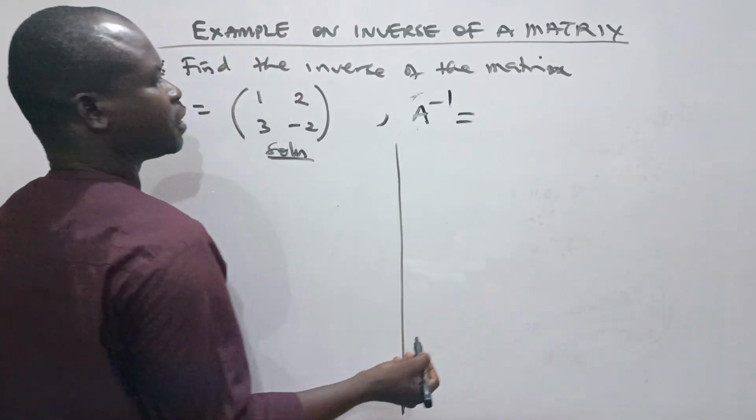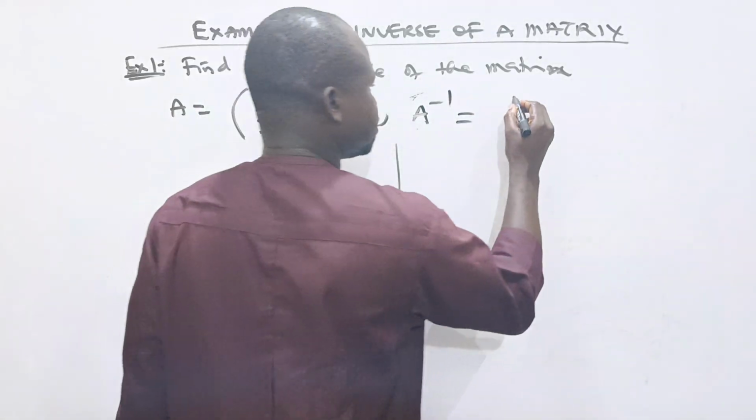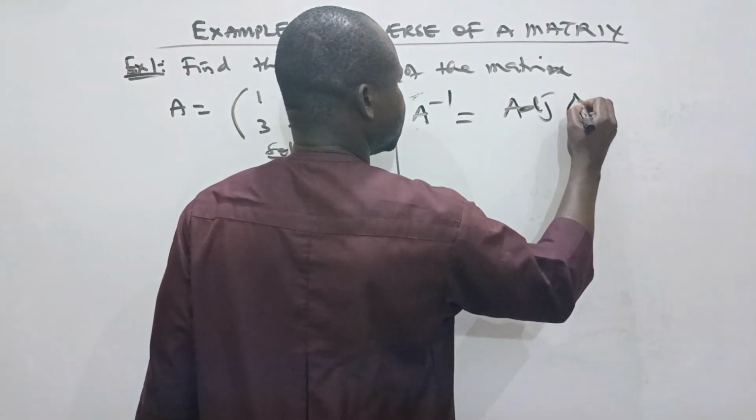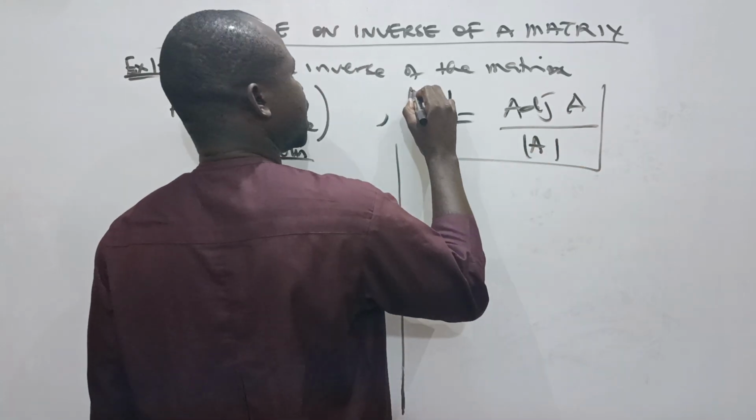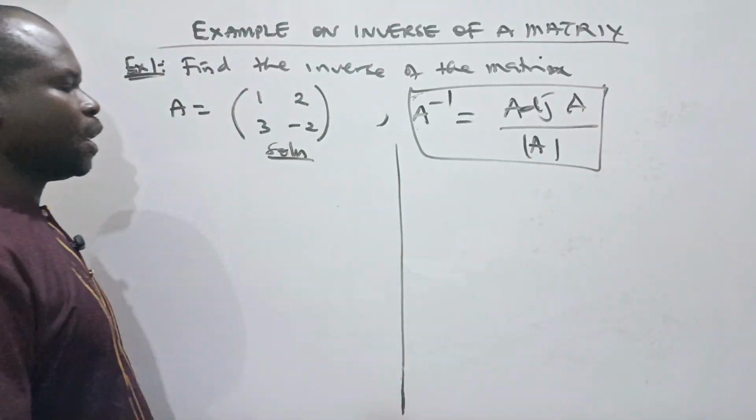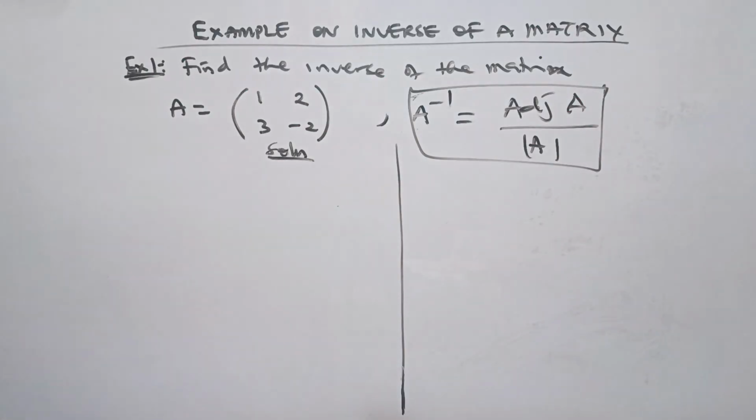By formula, as we have discussed, it simply means the adjoint of A all over the determinant of A. And as we have rightly said, we can only find the inverse of a non-singular matrix. That is, a matrix whose determinant is not equal to 0. If you have a matrix and the determinant is 0, we cannot find the inverse. So in this case, the first thing that we are going to find is the determinant of A.